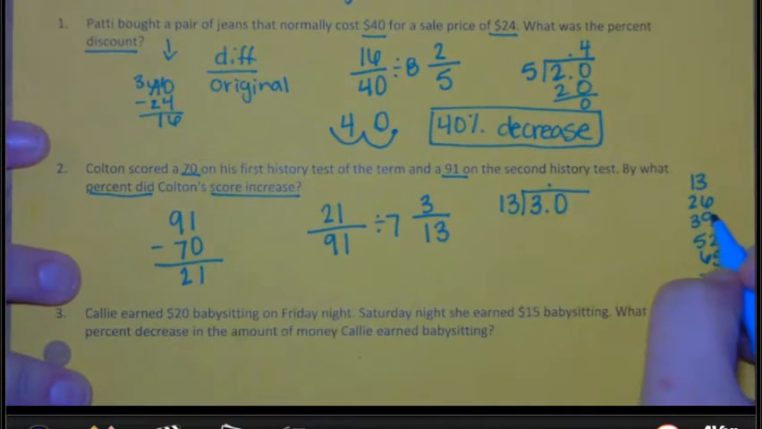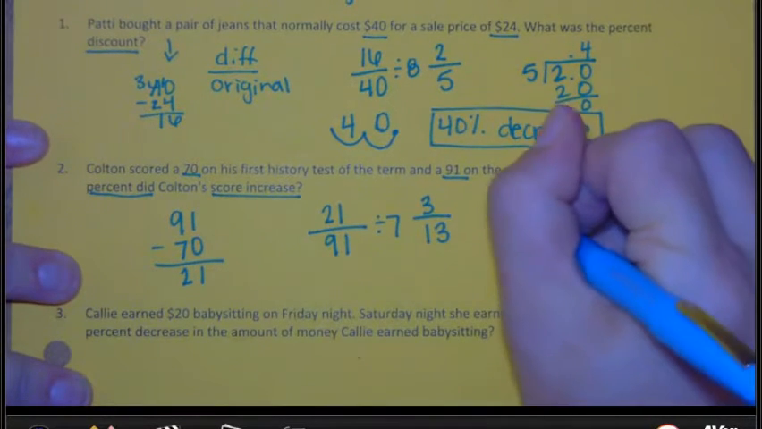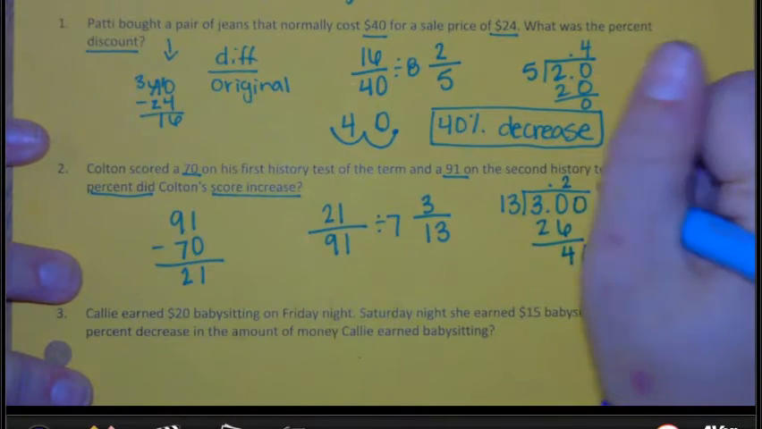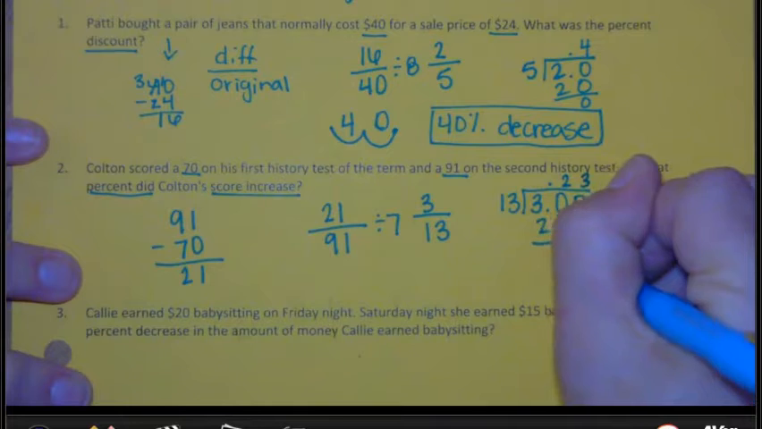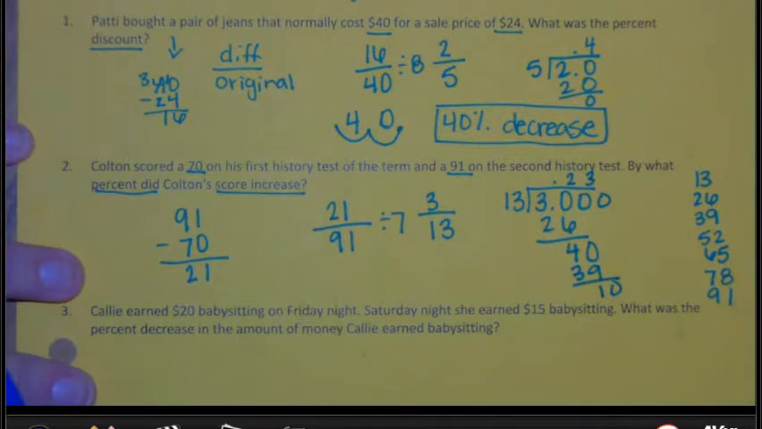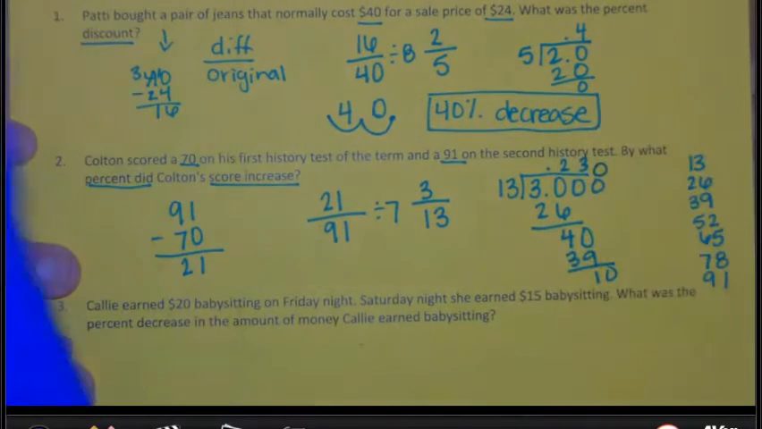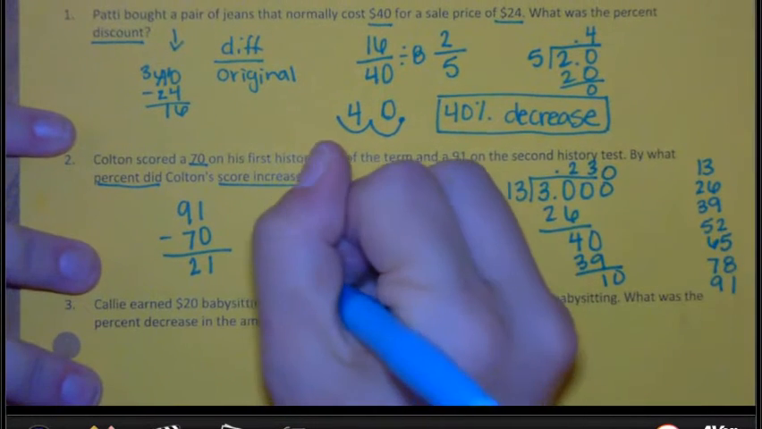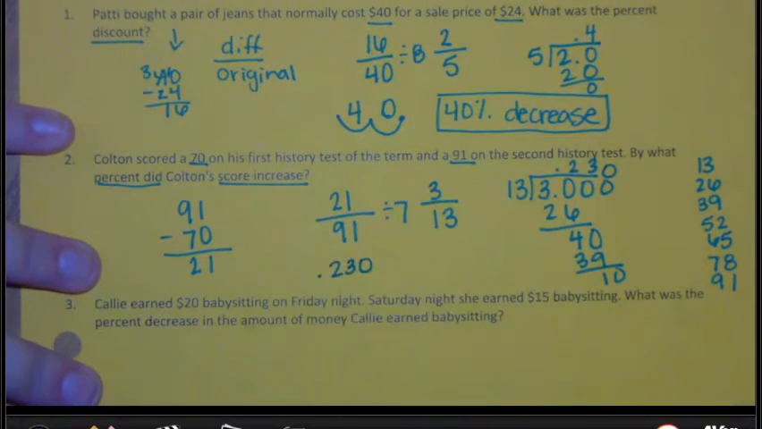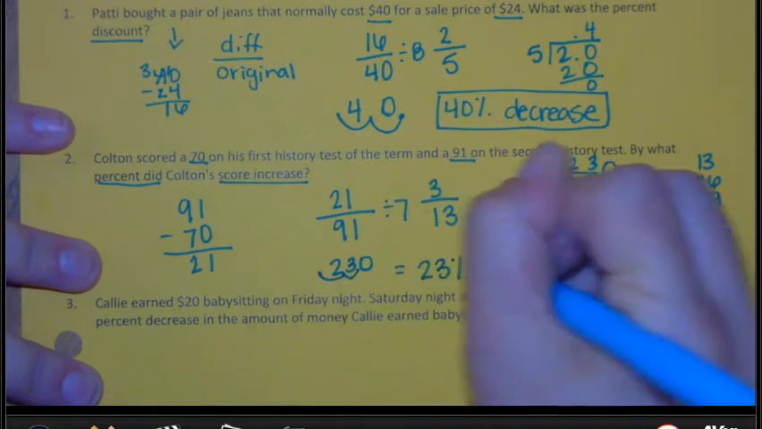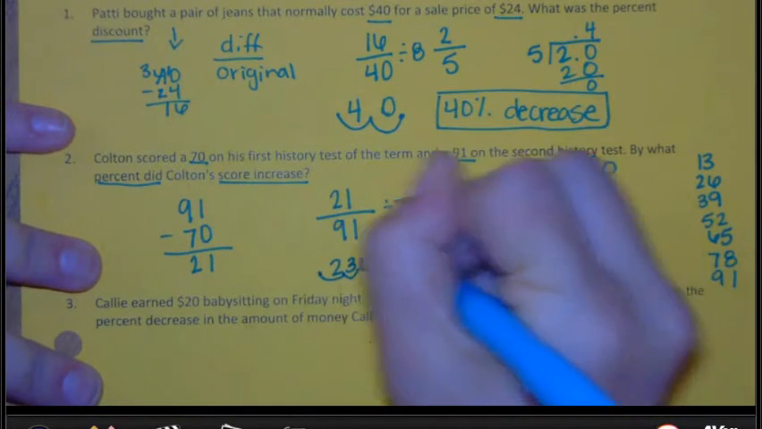All right, so here we go. 13 can go into 30 two full times, to have 4 left over. Add a 0 and bring it down. It can go into 43 times with 1 left over. Add another 0. Well, 13 can't go into 10. So then I'm left with a 0 here. So it looks like my decimal is 0.230. I'm going to move it 2 times to the right to get me at 23%, and this was an increase.